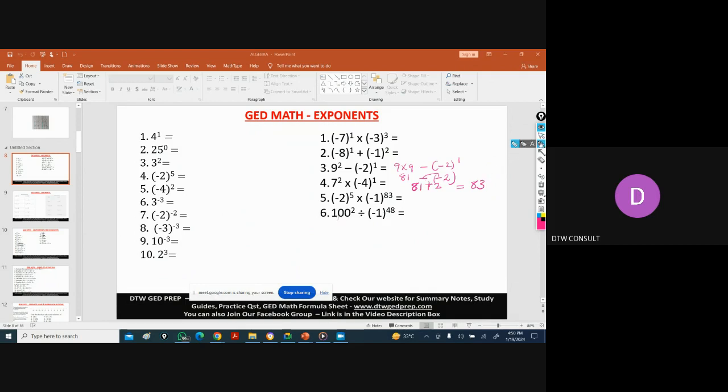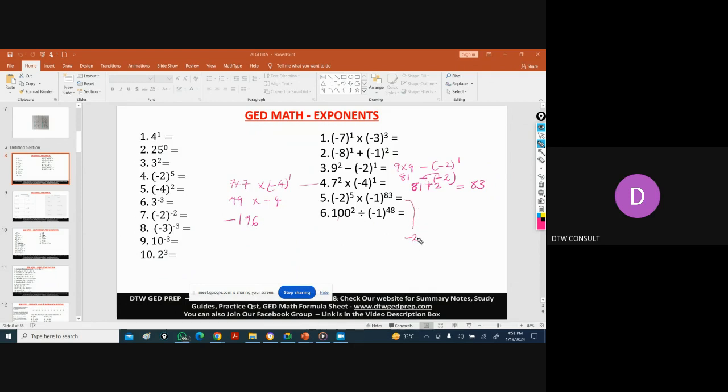Okay. Now, look at number 4. So 7 square. That's 7 times 7. That's 49. Times negative 4 raised to the power 1, which is still what? Negative 4. So that would be 49 times a negative 4. And that would be a negative? 196. Good job. Great job.